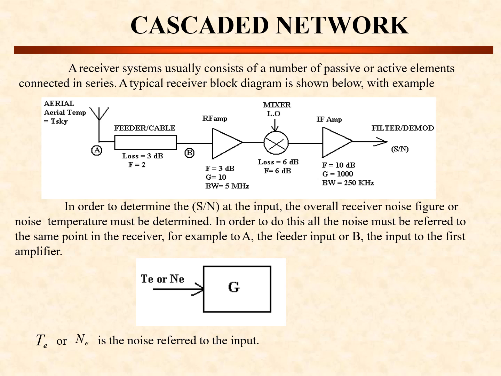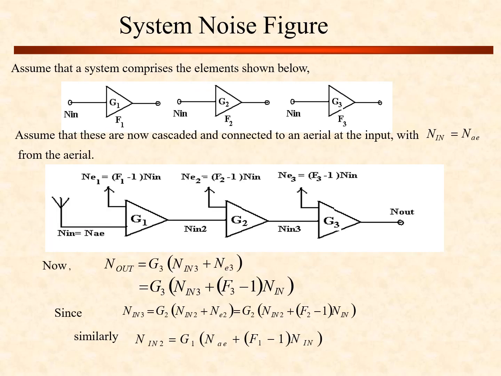So by using the components which are connected, for example here we have a feeder and cable, the second one is the RF amplifier, the third one a mixer, and the fourth one an IF amplifier. So we are connecting four elements in cascade. In that situation we can find out the total signal to noise ratio, S by N, at the output. Now look at the system noise figure. For the first system the noise factor is F1, and the corresponding gain is G1. Similarly for the second one, F2 and G2. Similarly for the third one, F3 and G3.